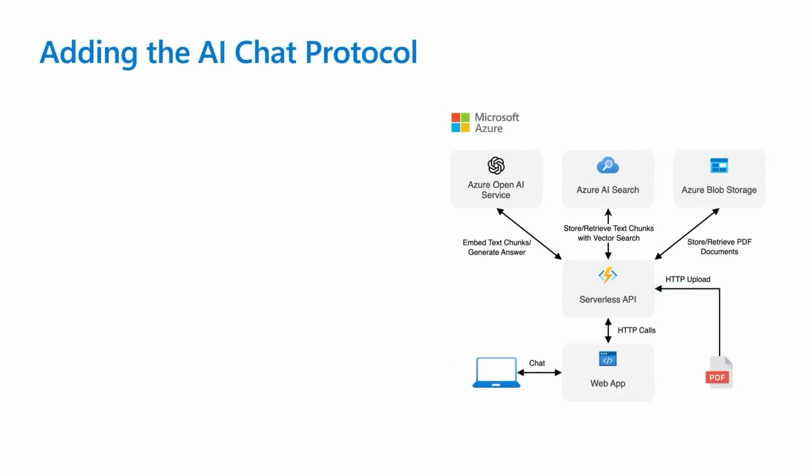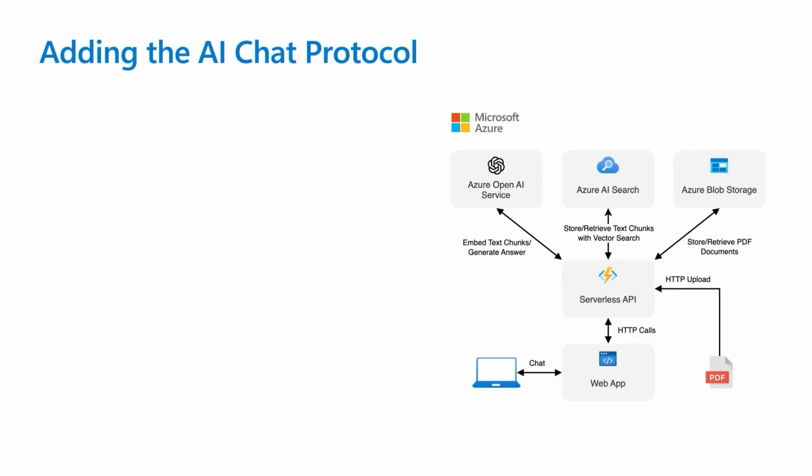Adding the AI chat protocol to your application is actually very simple. On the right, we see a diagram here with a serverless API that calls Azure OpenAI Service, Azure AI Search, and Azure Blob Storage. The serverless API performs retrieval augmented generation, or RAG. We also have a web app that calls a serverless API and handles the content being sent back and forth by the user via chat interface.